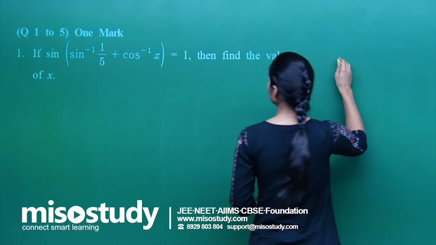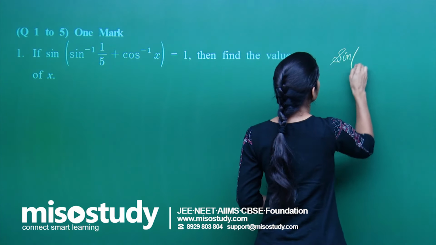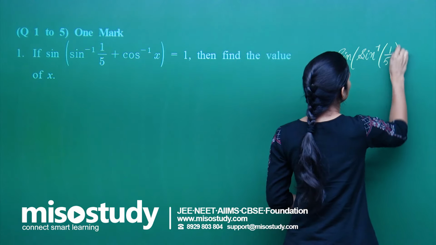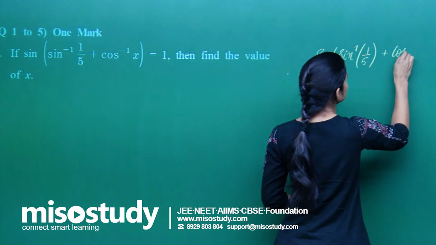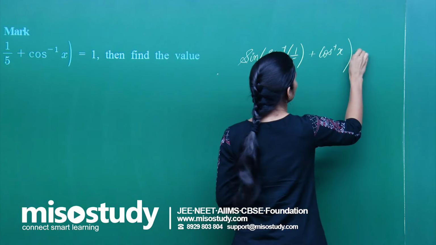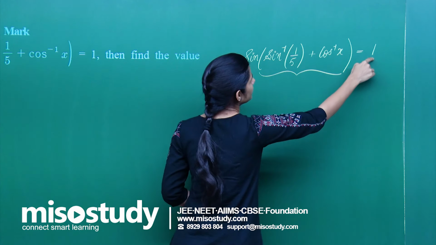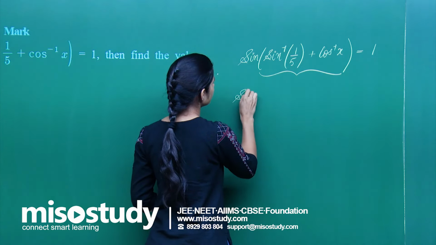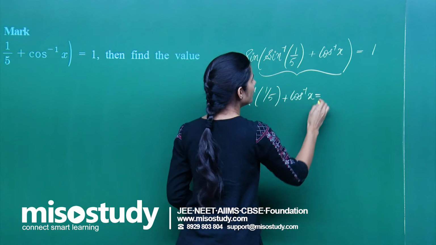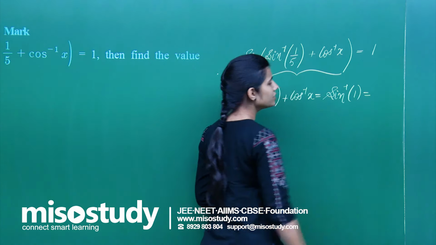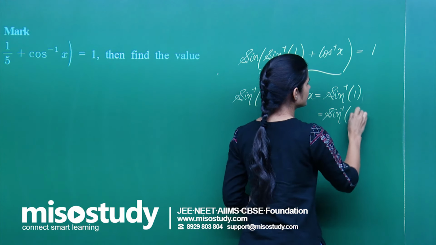Let's write down the expression. The expression is sine of sine inverse of 1 by 5 plus cos inverse x is given to be equal to 1. Clear? Now obviously if sine of something is 1, that means this something, that is sine inverse 1 by 5 plus cos inverse x, will be equal to sine inverse 1. But I know that 1 is nothing but sine pi by 2. So I can write this equal to sine inverse of sine pi by 2.